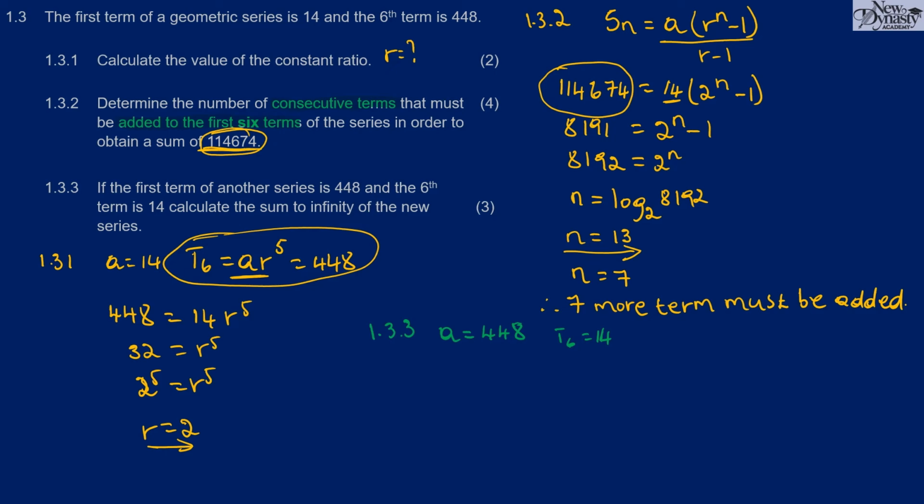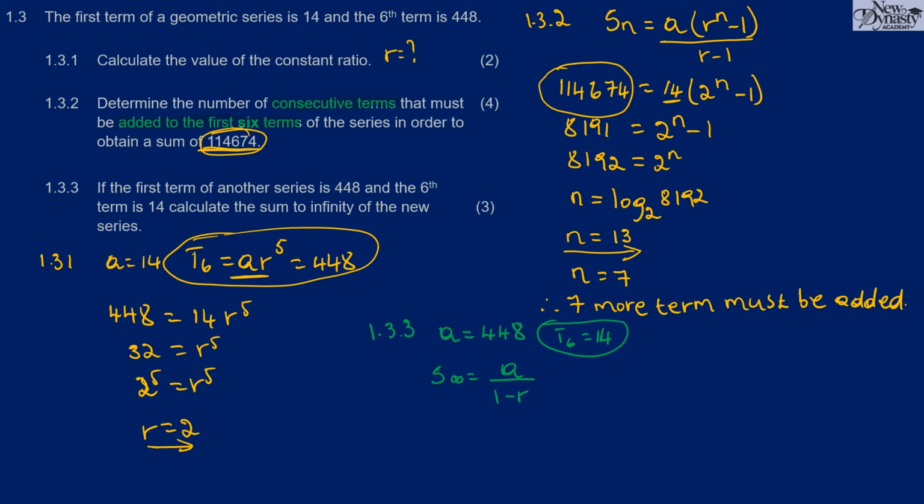Now the question says calculate the sum to infinity. Oh yeah, we're working with the geometric series anyway. I was expecting that we'll be asked to calculate the sum to infinity. So for you to calculate the sum to infinity, as we know, the formula says what? Sum to infinity equals a divided by 1 minus r. So for you to do that, you need two things. You need a and r. So we've got a here. How do you find the value of r? We're going to use this information here, that T6 is 14.